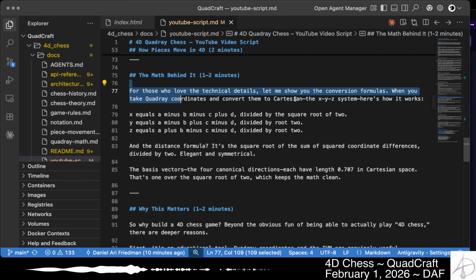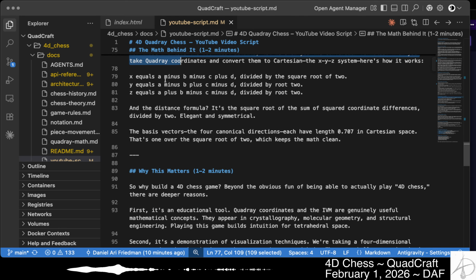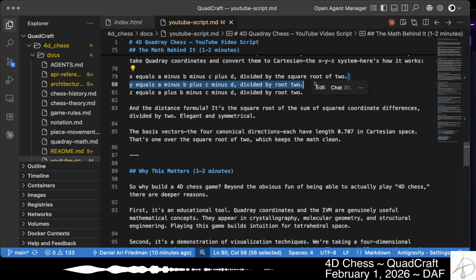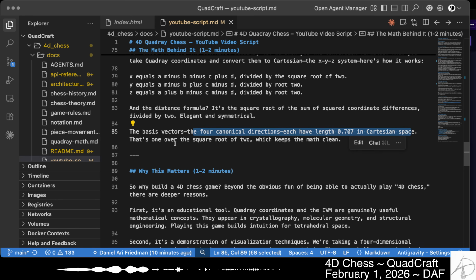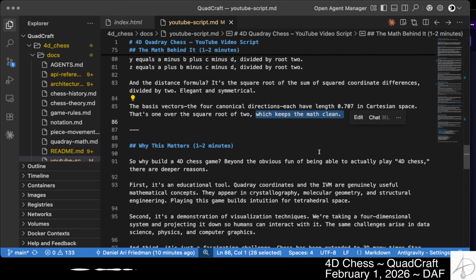For those who love technical details, let me show you the conversion formulas. When you take Quadray coordinates and convert them to Cartesian x, y, z, here's how it works. X equals (a minus b minus c plus d) divided by the square root of 2. Y equals (a minus b plus c minus d) divided by root 2. And z equals (a plus b minus c minus d) divided by root 2. The distance formula is the square root of the sum of squared coordinate differences divided by 2. The basis vectors, the 4 canonical directions, have length root 2 in Cartesian space, that's 1 over the square root of 2, which keeps the math clean.